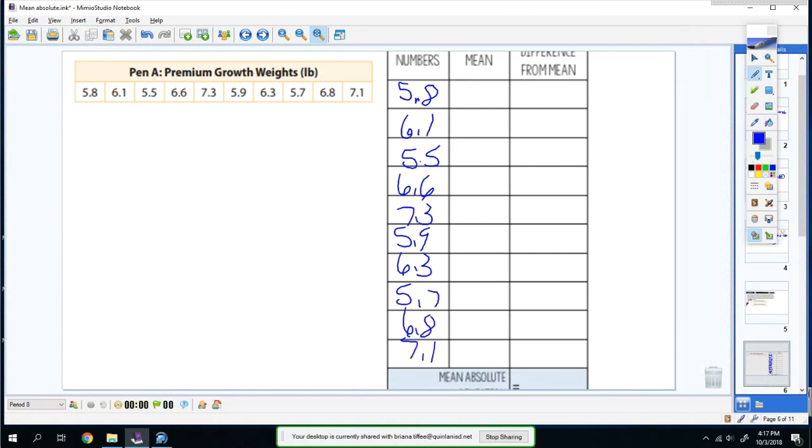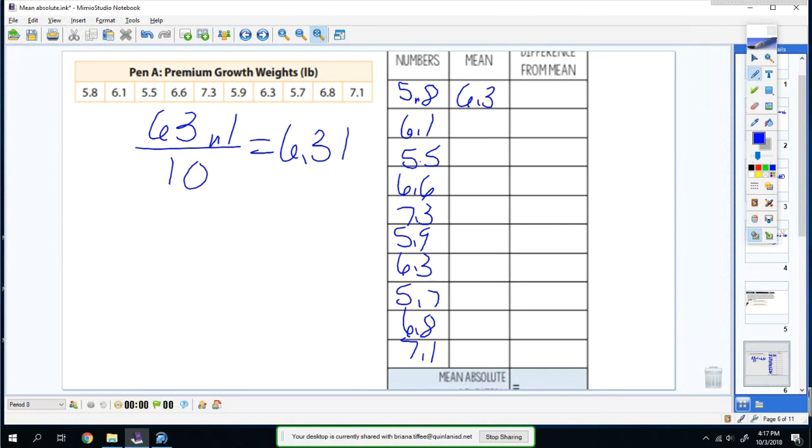Now we're going to take these numbers. You're going to do 5.8 plus 6.1 plus 5.5 plus 6.6 plus 7.3 plus 5.9 plus 6.3 plus 5.7 plus 6.8 plus 7.1. So then you get 63.1. But again, that's not your mean, because you have to divide by the numbers you have. So there's 10 numbers, you divide by 10. So that'd be 6.31. And since it doesn't say to round to the nearest whole number, I'm just going to leave that as my mean.